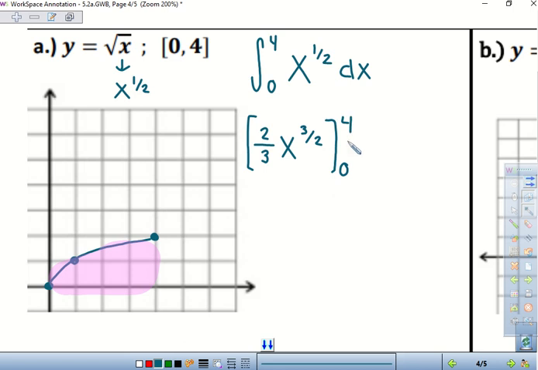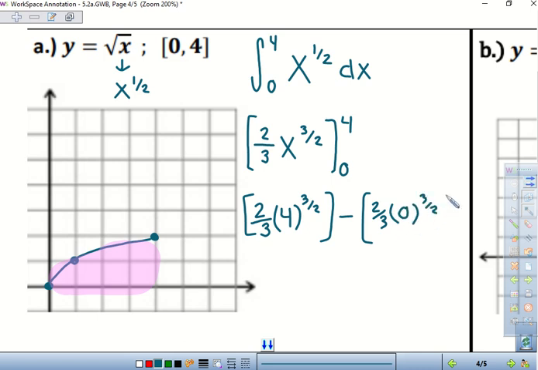Now here's how you actually evaluate it. You're going to take the upper limit and you're going to plug it into the function. You're going to then take the lower limit and you're going to plug it into the function. And between them, you're always going to subtract: upper limit plugged in minus lower limit plugged in. Does everybody see what we did there?